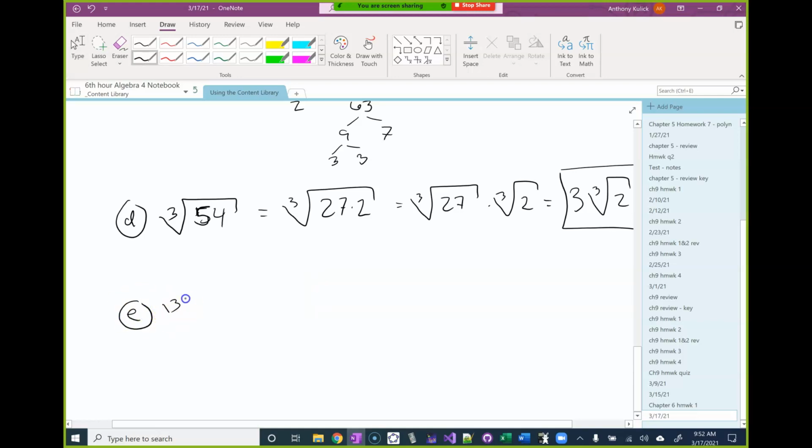Let's do cube root negative 432. Now 432's a big number, but before we even deal with that part, what do you notice that's different about this problem than any of the previous ones we've seen to this point? It's negative. Now, we know if we tried to square root a negative number, that's no good, right?